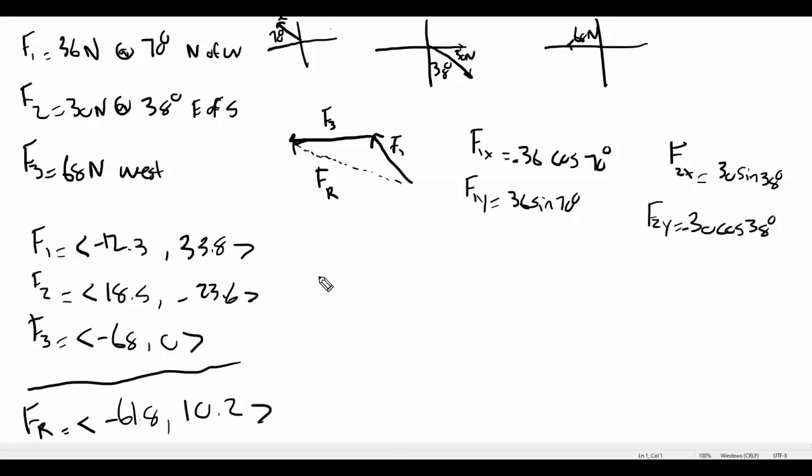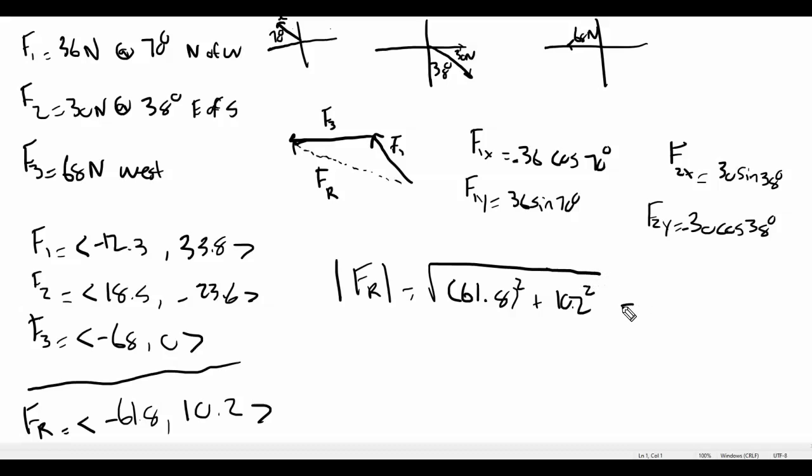Okay, now to find the magnitude of the resultant, you just use the Pythagorean Theorem. Please do not put negative signs in when you're doing this calculation. I'm doing positive 61.8 squared plus positive 10.2 squared. Now, why do you not put the negative signs in? Because there's a possibility you're going to type it into the calculator wrong.